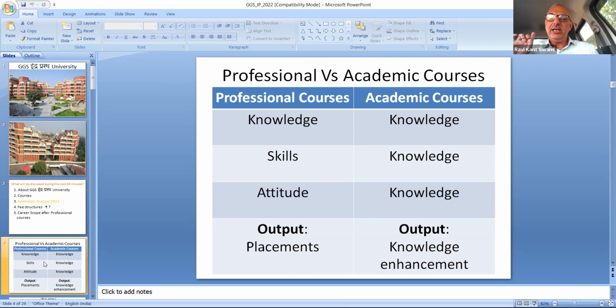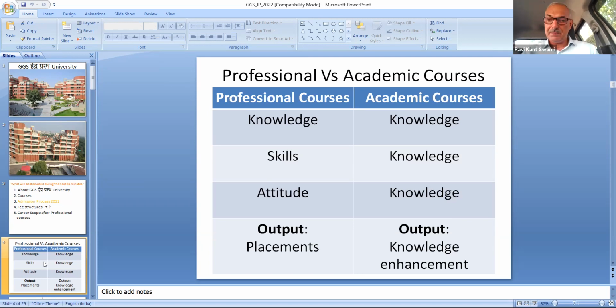And above all, it provides you the attitude. Attitude means the IT sector needs a particular set of etiquettes and attitudes, while hotel management needs a different set of attitude. So a professional course provides you knowledge, skills, plus attitude, and therefore the output of a professional course is not knowledge enhancement, but it is placement, it is job, it is naukri.